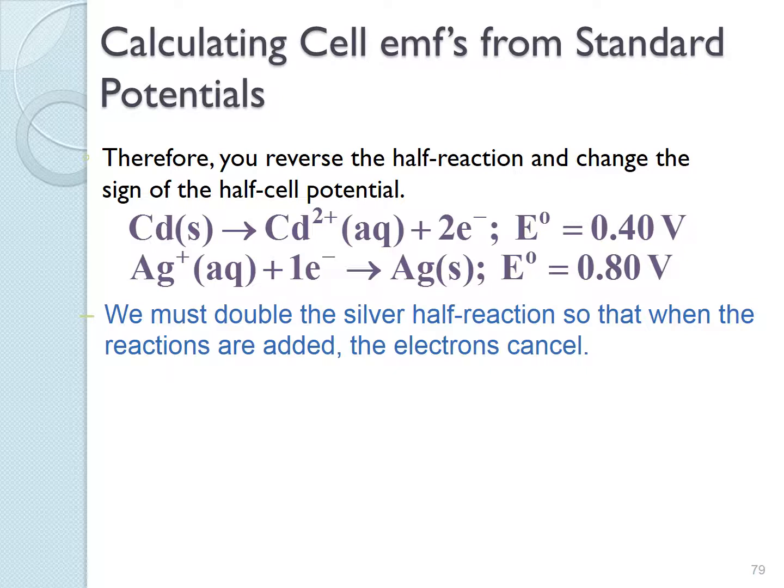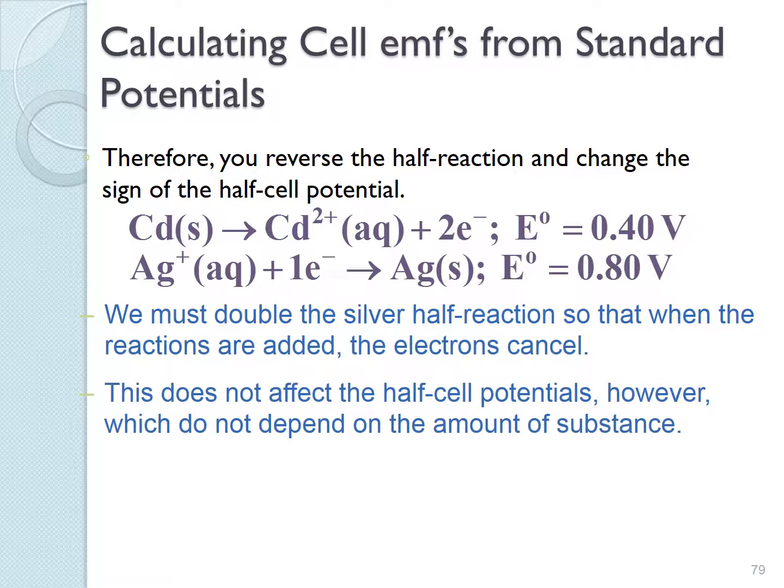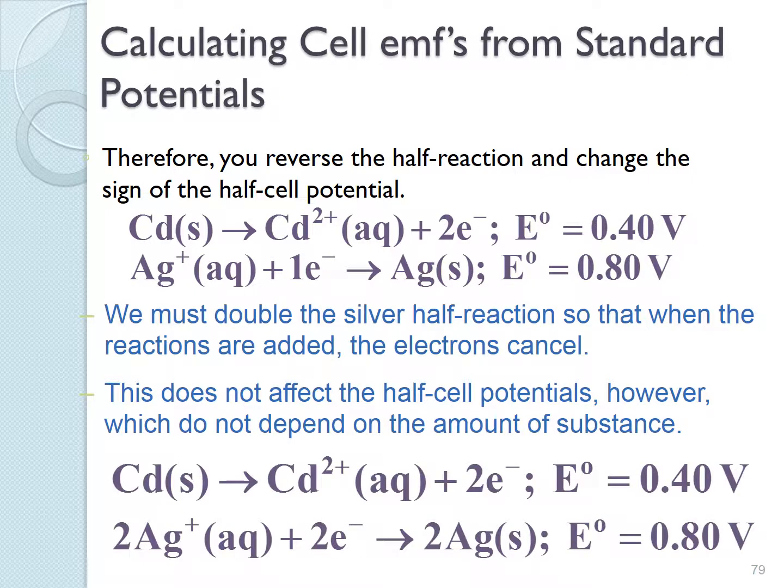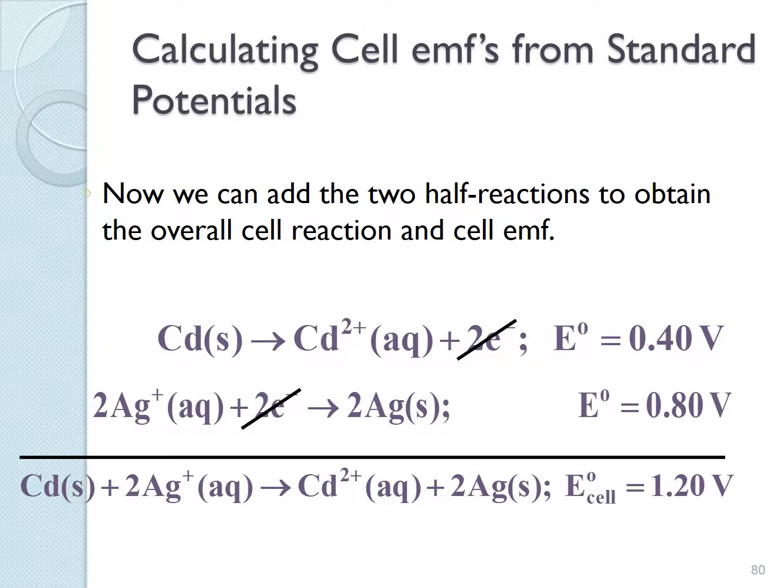To write the complete reaction, we're going to have to double the silver reaction so that when they're added together, the electrons can cancel. However, as we said earlier, this doesn't affect the half cell potential, and so the E naught numbers don't change at all. So if we double the silver and add them together, the electrons cancel, and we have the balanced chemical equation. The E cell for this reaction is 1.2. So if we were to put cadmium in cadmium ions, silver in silver ions, and hook up a voltage, electrons would flow from the cadmium to the silver, and you would have a voltage of 1.2.